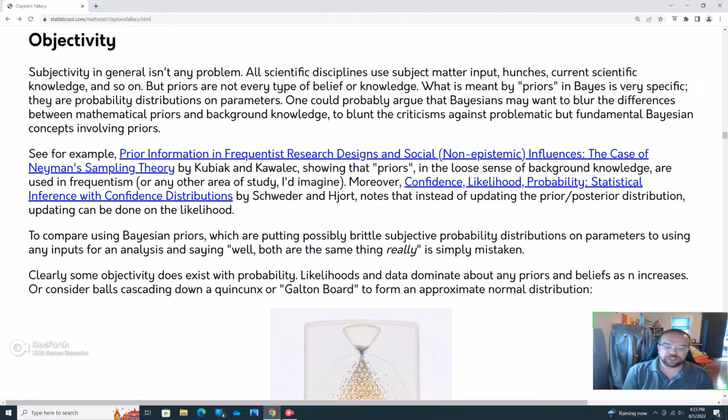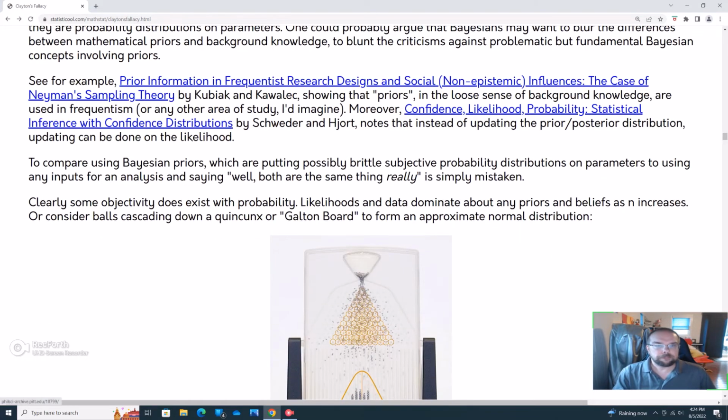Now he talks a little bit about objectivity and subjectivity. Subjectivity in general isn't any problem. All scientific disciplines use subject matter input, hunches, current scientific knowledge, and so on. But Bayesians really want to conflate priors, which are mathematical probability distributions, with all types of background knowledge or belief. They're not necessarily the same thing.